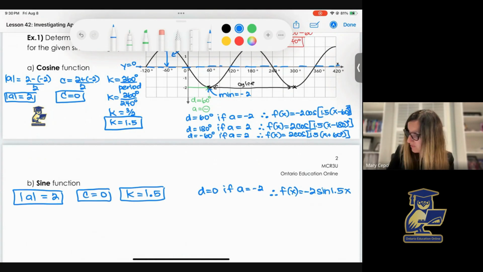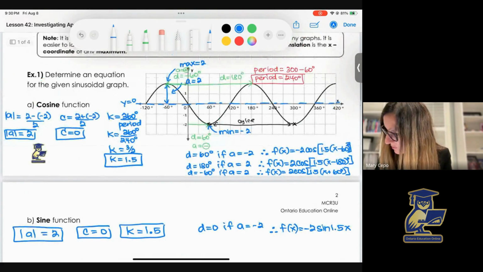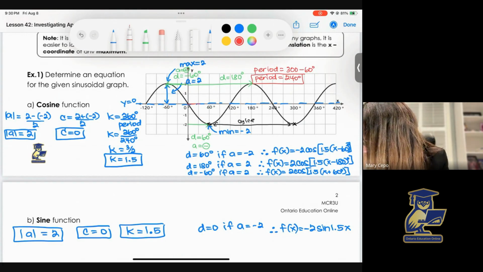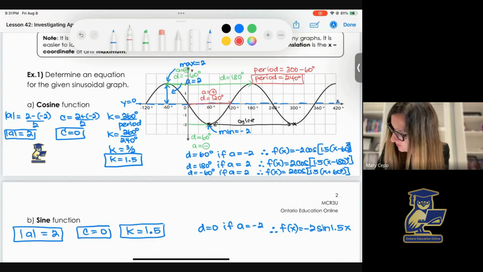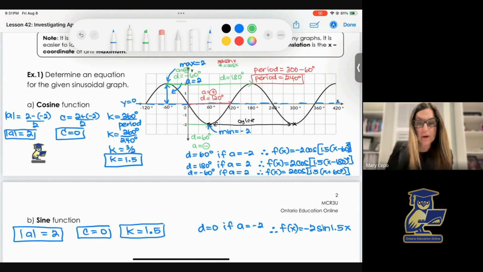Okay, however, if we want a to be positive, then we would note that that horizontal translation would go to d equals 120 degrees. For sine, I did sine in red, so it's a little bit different than the green. And that means that d would equal 120 if a is equal to positive. And that's for sine. Okay, so I'm going to just make a note: red is sine x, and green equals cos x. Let's keep that in mind.